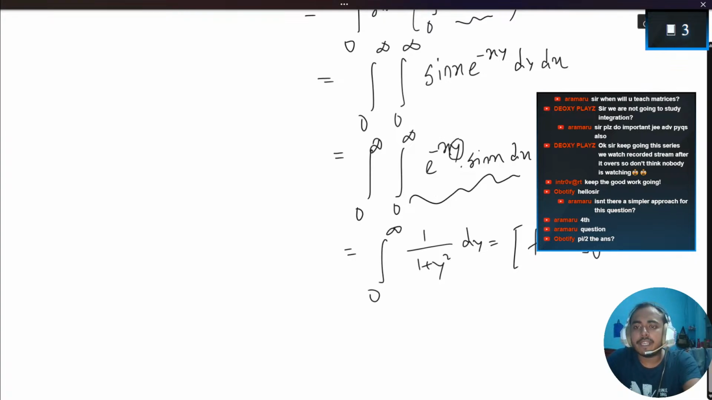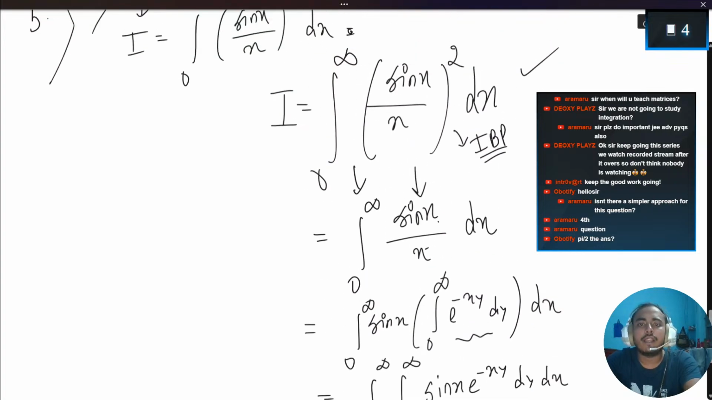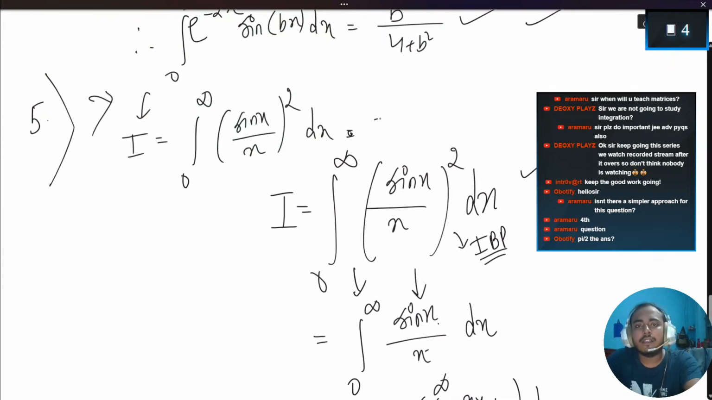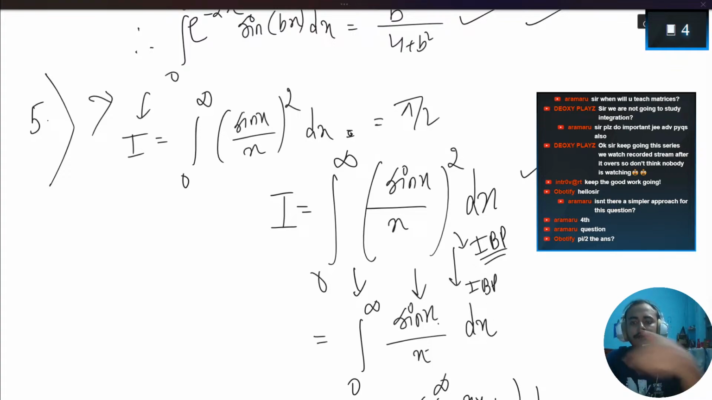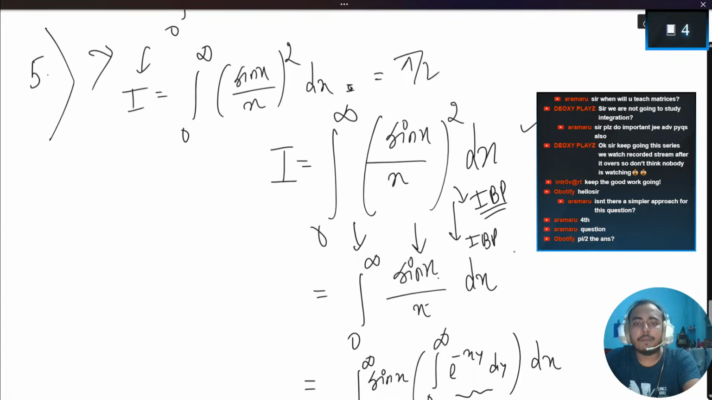So the answer is tan inverse of y from infinity to 0. This gives you tan inverse of infinity, which is nothing but pi by 2. And thus your final integral is equal to pi by 2 as well. Now this reduction can be done by IBP, and this is a standard exercise. Yes, pi by 2 is the answer. That is correct. I would ask you to try and do this IBP.